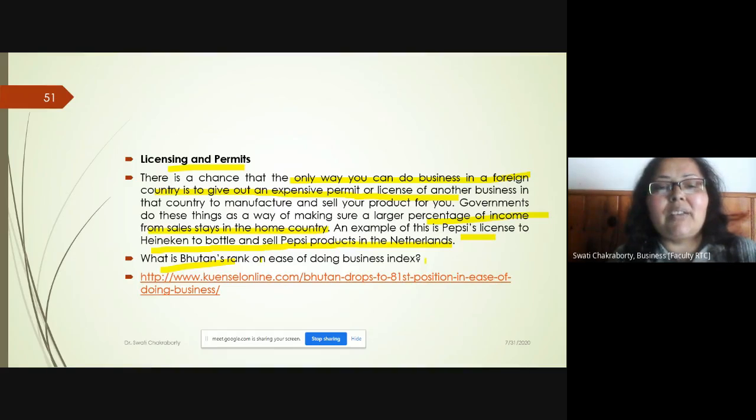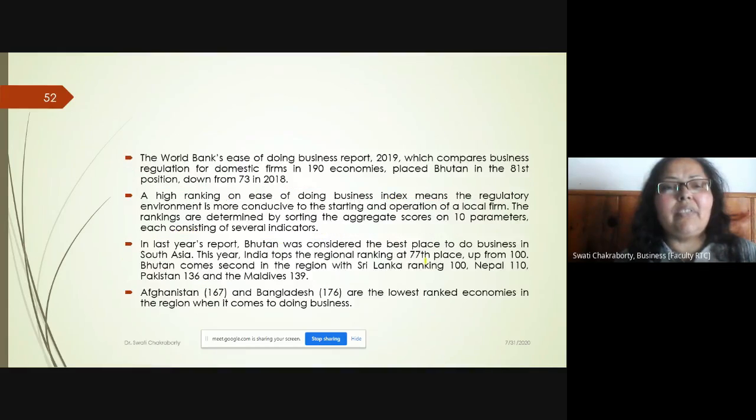Find out Bhutan's rank on the ease of doing business index. This is where we talk of the World Bank's ease of doing business. It compares the business regulations for domestic firms in 190 economies, and Bhutan is placed 81st. Right? It has gone down from 73 in 2018. So when you have a high ranking on ease of doing business, what does that mean? The regulatory environment in that nation is helpful for starting business and operation of a local firm, right? And that's what it is.